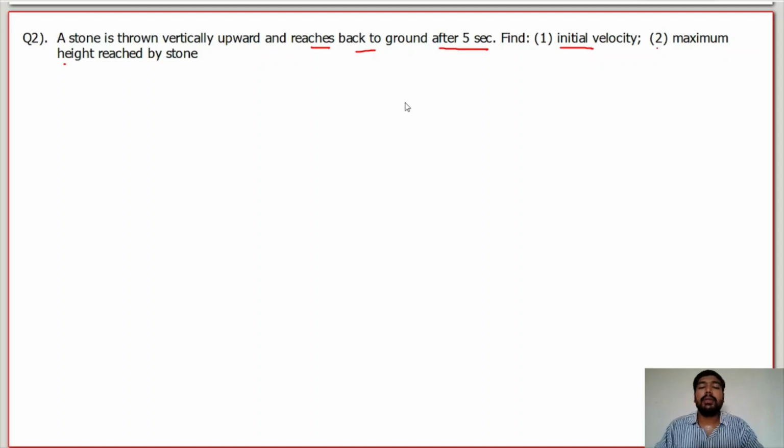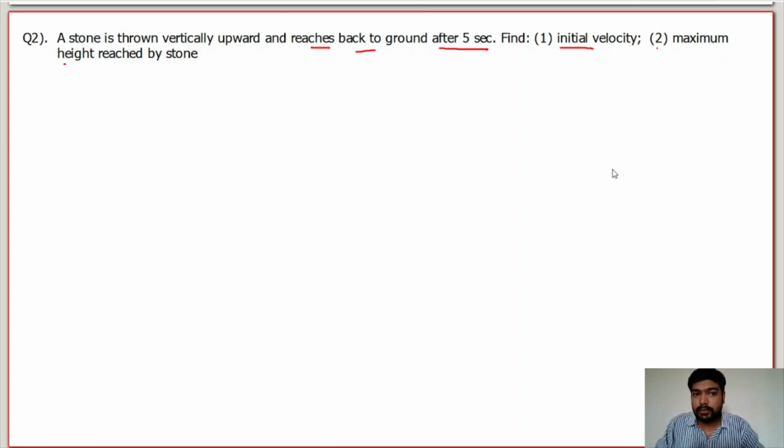Okay, in this question I suggest that you draw a diagram while you are practicing. In a competition exam, try to do this diagram in your mind, but while you're practicing, you must draw the diagram. So let's draw a diagram.